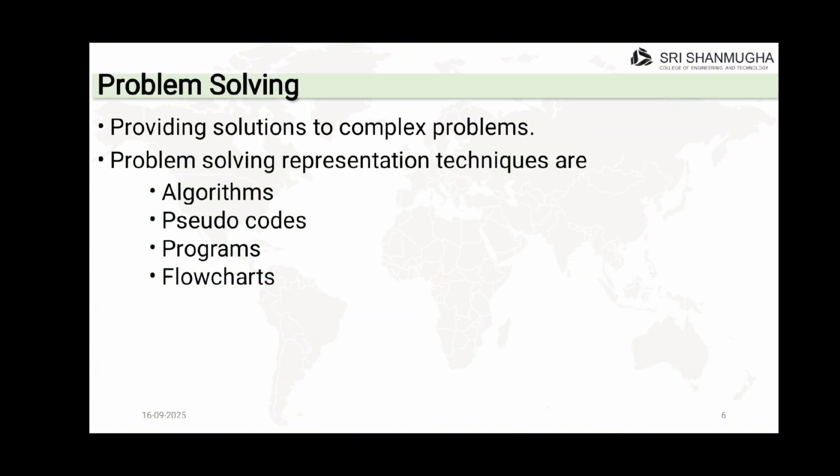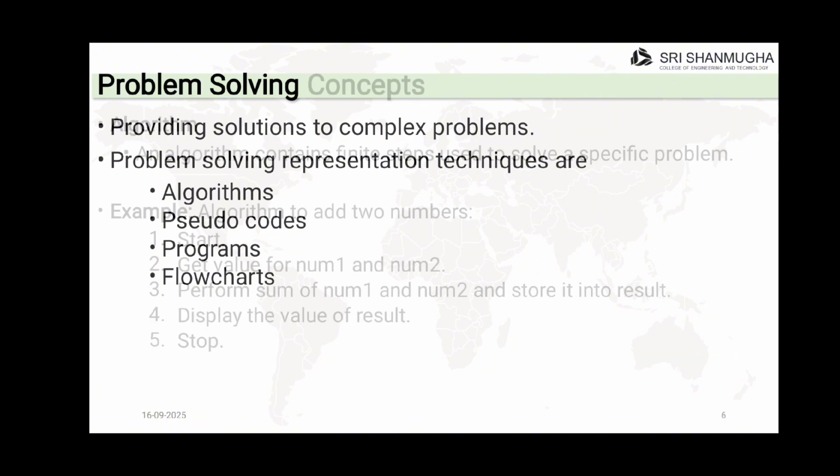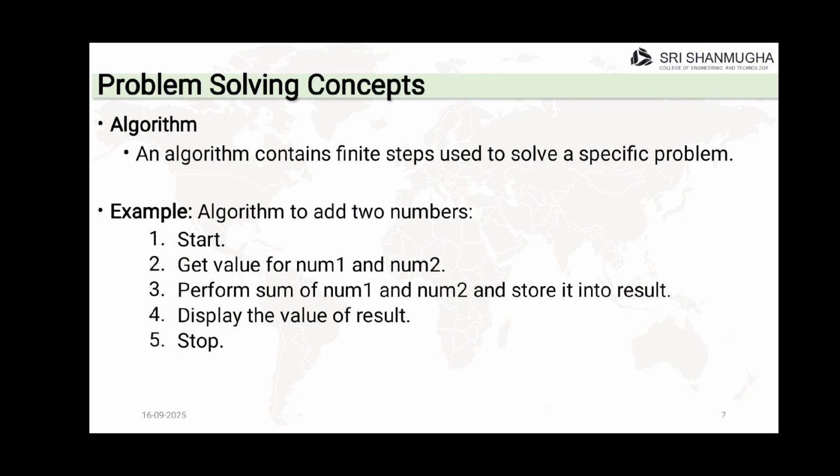Problem solving means programmers give solutions to complex problems and easy problems. The problem solving representation techniques are: algorithm, pseudocode, programs, and finally flowcharts. The first one is algorithm. Before creating the programs, programmers plan a step-by-step process to give the solution, and that is called an algorithm. An algorithm contains finite steps used to solve a specific problem.